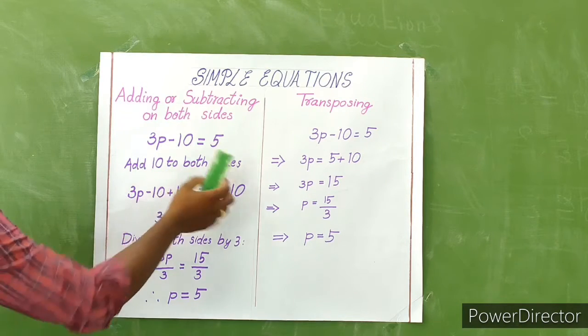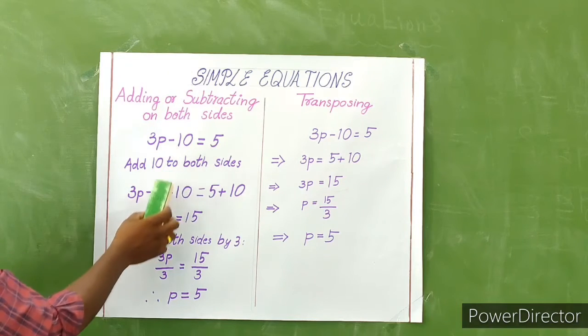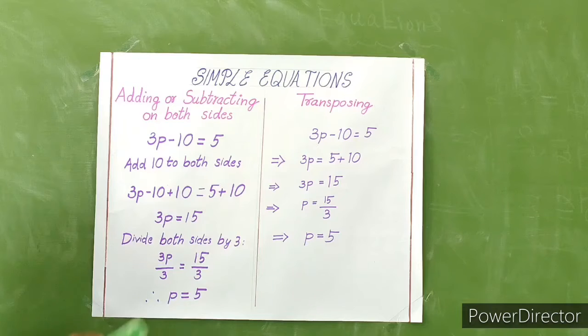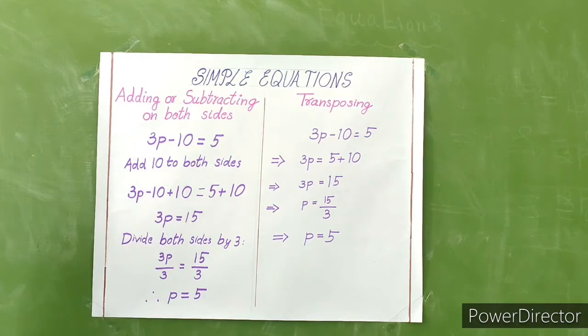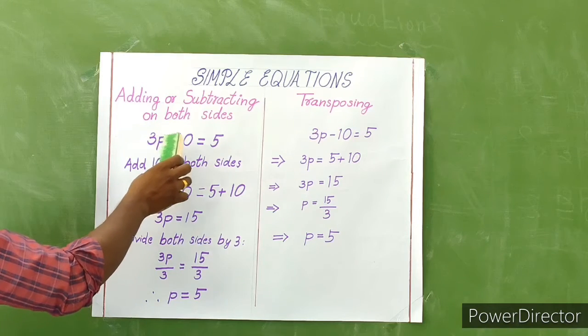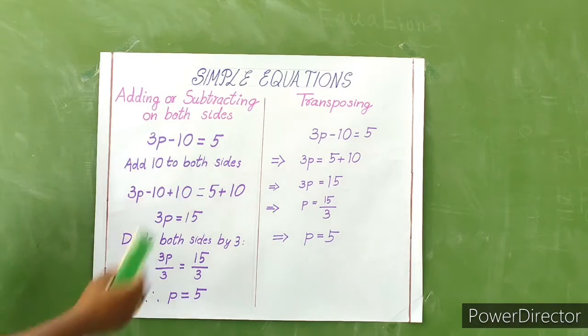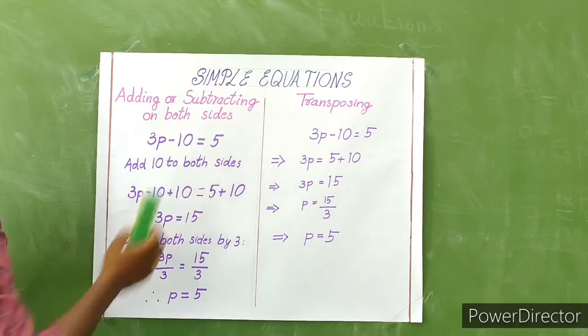Add 10 to both sides. Add 10 to both sides means we get 3p minus 10 plus 10, and right side value is 5 plus 10. Why we add the value 10 to both sides? Because the value of minus 10 and plus 10 is cancelled. Suppose 3p plus 10 is equal to 5 is given, then we can subtract the value 10 from both sides.